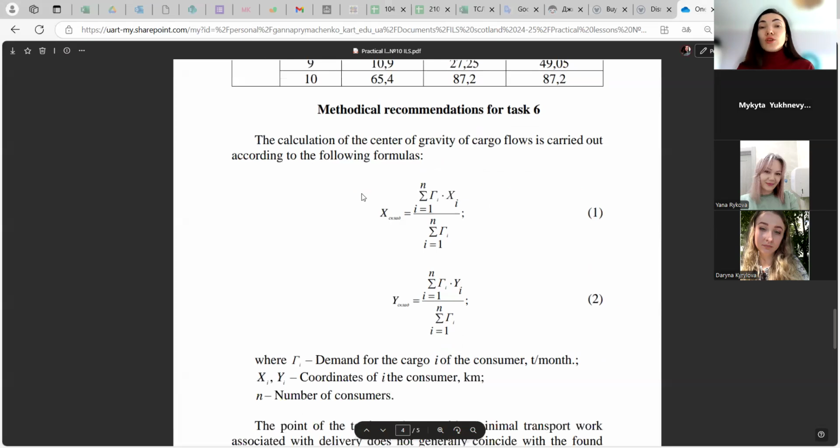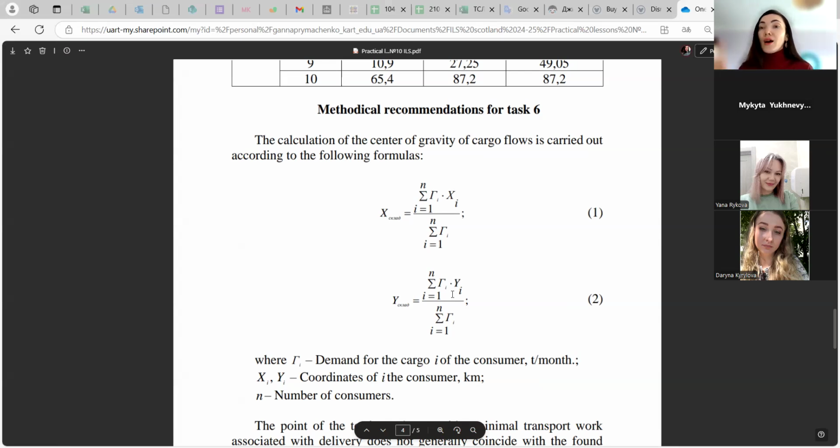What do we use in our formulas? The first parameter, in our numerator and our denominator, is how much cargo every store needs. We have this information in our table 1 today. We also use the x coordinates of the stores for finding the x coordinate of our warehouse, and the y coordinates for finding the y coordinate of the warehouse. So it is very easy and we can find it faster.